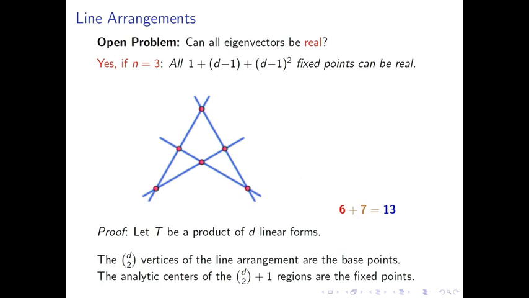So T is a product of D linear forms. Now, what about these lines? Well, there are D choose 2 red vertices. These are the pairwise intersection points of these lines, and there are D choose 2 of them. And I claim that these vertices will be eigenvectors.